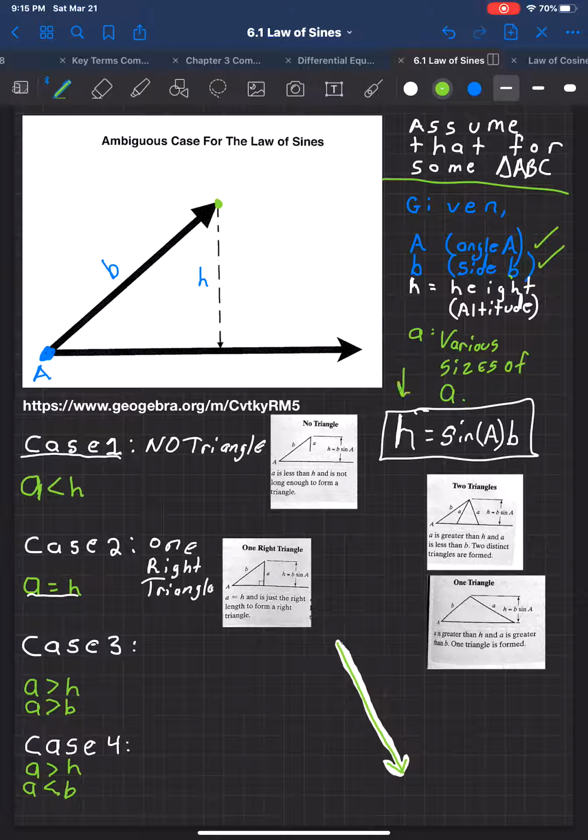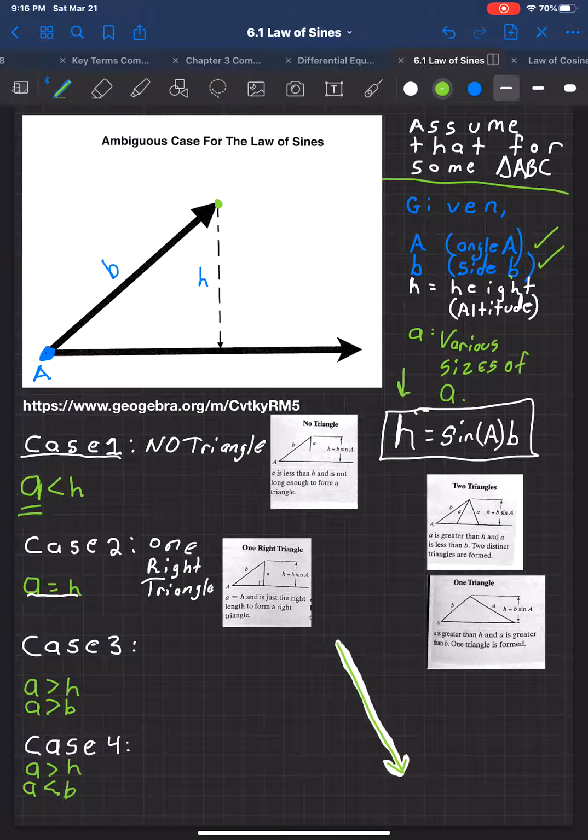So we now know how to find H, the altitude of the triangle, the height of the triangle. So in case 1 or case 2, if you know what H is, you have to calculate H, and then you know what A is, the length of side A, remember that is given to you. Then you can say right from the beginning, if A is less than H, no solution, no triangle. If A is equal to H, this is one solution, one right triangle. And now let's run into cases 3 and 4 where it gets a little bit tougher.